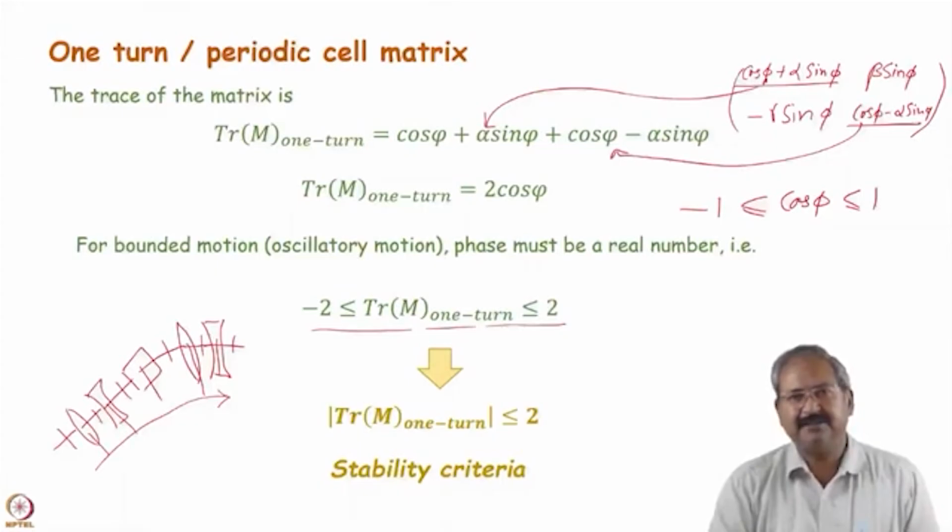And in case of a synchrotron, no motion will be possible, or the synchrotron cannot be run, if the trace is greater than 2 for that matrix. So the one-turn matrix in the synchrotron should have a trace less than 2 for stable motion. So we have to check whether our overall matrix produces a trace less than 2 or not. If not, then we have to change our optics accordingly.